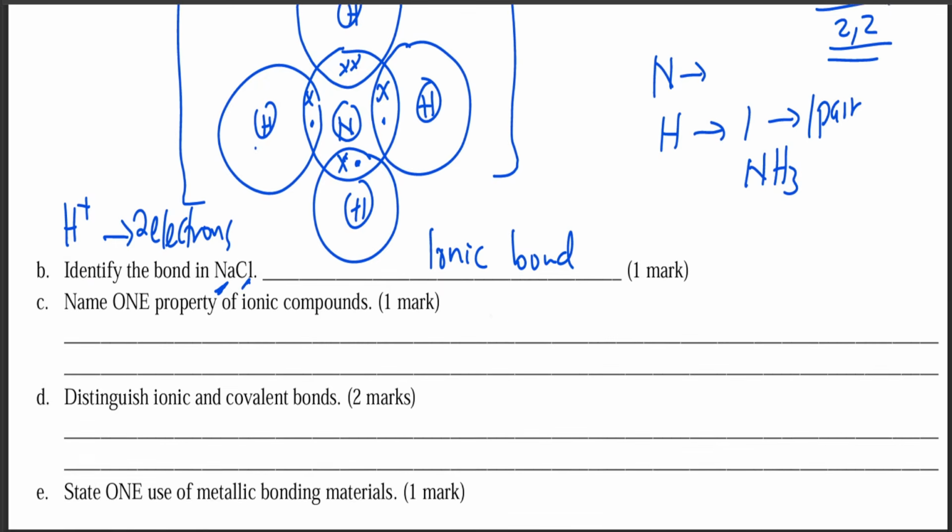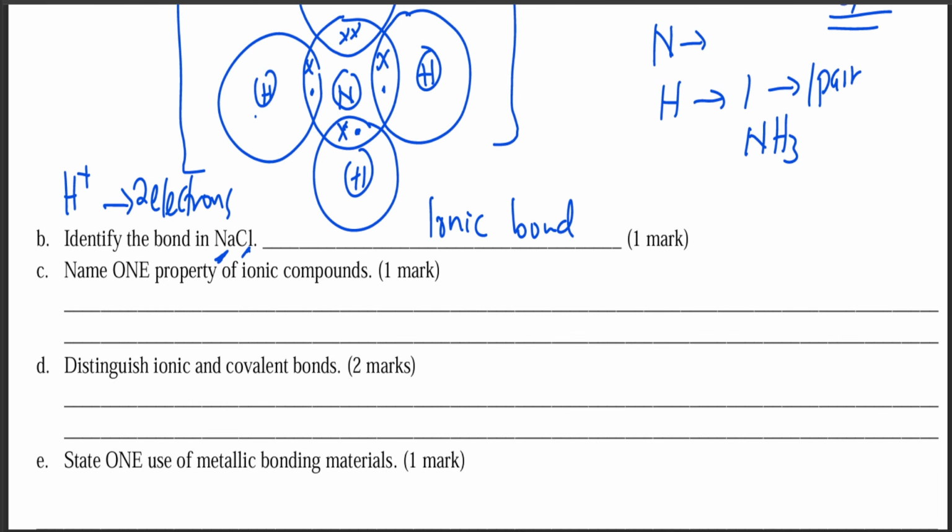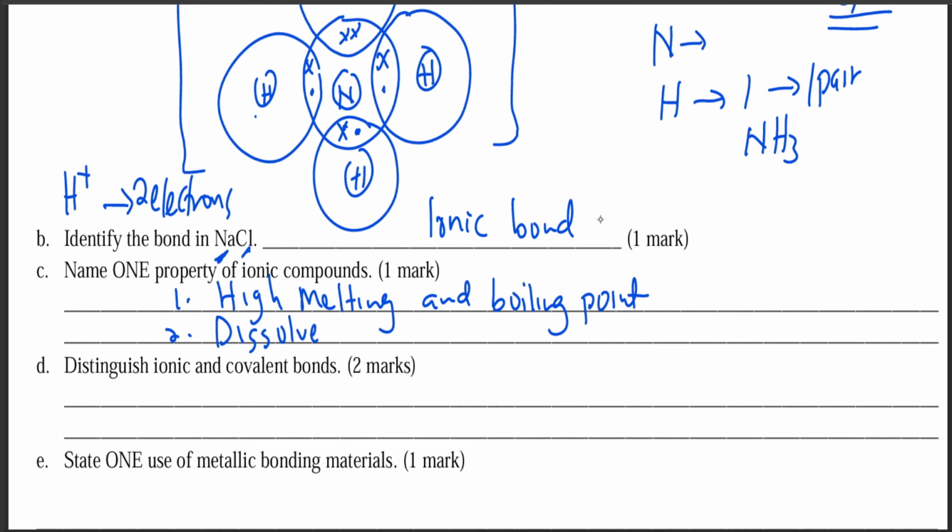Now, state one property of ionic compounds. One property is that it has a high melting point, so its bond is very strong, and the electrostatic forces of attraction between those ions are also strong. So high melting and boiling point. The other thing is it dissolves in water because it is polar.